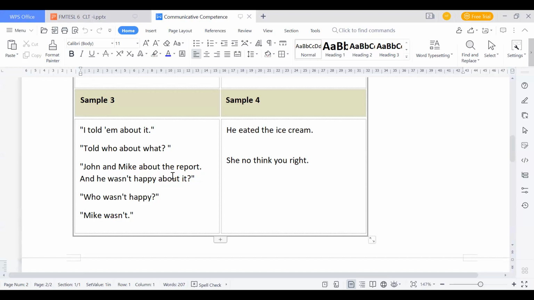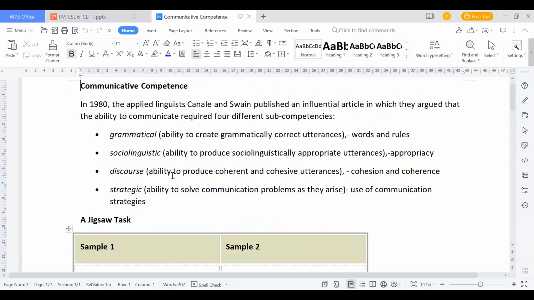Grammatical competence. So I taught you about communicative competence, bridging the gap between knowledge and performance through the development of communicative competence. And the communicative competence, according to Canale and Swain in 1980, there are 4: grammatical or linguistic competence, sociolinguistic competence, discourse competence, and strategic competence.